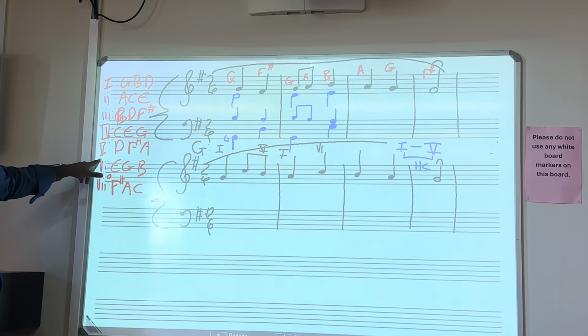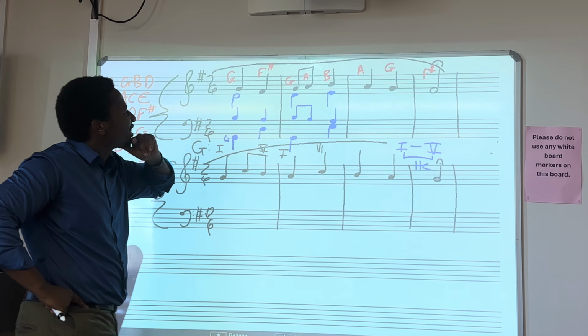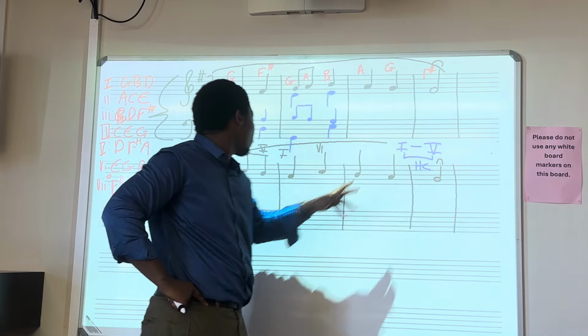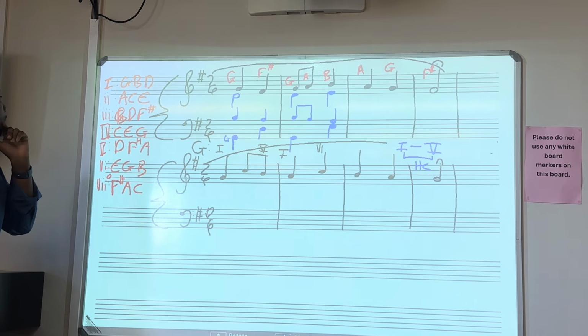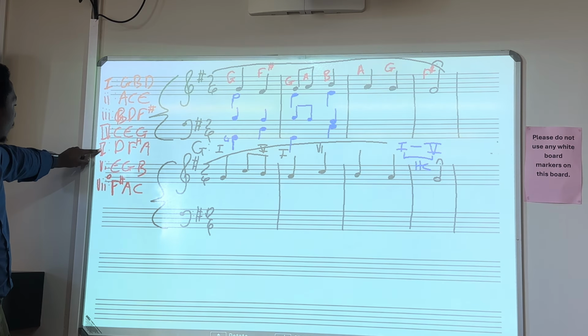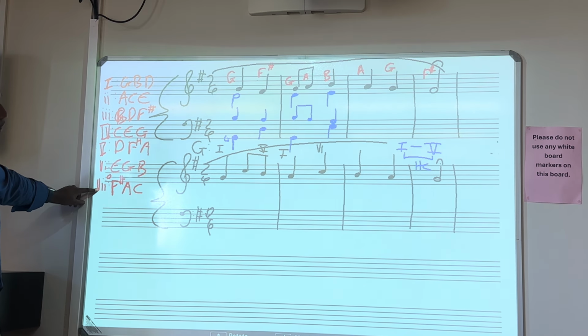Here's chord 5. Can I use 5 here? 4, 5, 1, 5. That's also fine. I can also go to... What about chord 2? Can go to chord 2 as well. Here's my A. So I have 2, I have 5, I have 7.